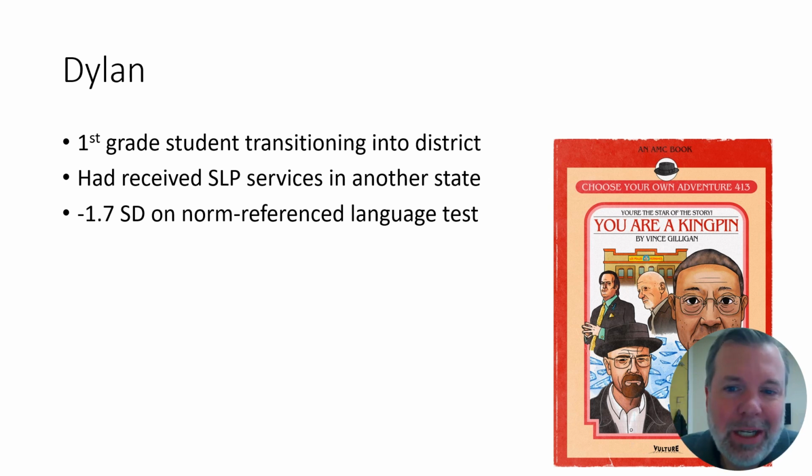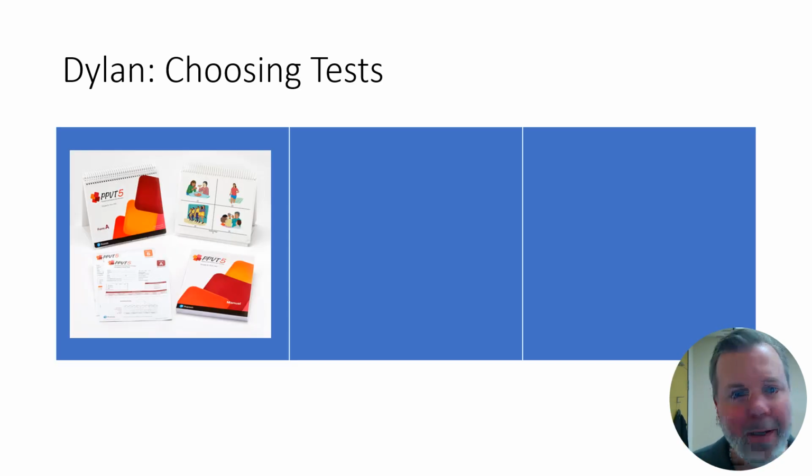So now let's think a little bit about choosing our own adventure. This is more, I don't want to call it a slam dunk necessarily, but this is where we're less worried about that high stakes decision. We're pretty confident that Dylan has a language disorder. He meets that disability determination criteria. He's eligible for services.